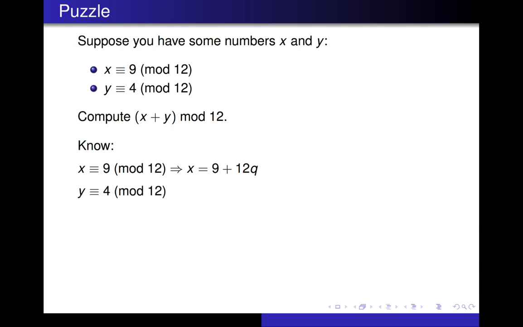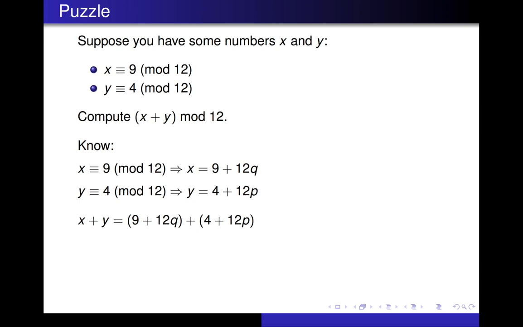For y congruent to 4 mod 12, it's going to be exactly the same. y is equal to 4 plus 12. Well, we can't say plus 12q because y and 4 may not be off by the same number of weeks that x and 9 are, but it's going to be 12 times some integer. I'm going to call it p. So y is equal to 4 plus 12 times p. All right. So now let's see what happens when we try to add x plus y. See what we can find out. Well, we just plug in 9 plus 12q for x and 4 plus 12p for y. Well, we can kind of rearrange them, right?